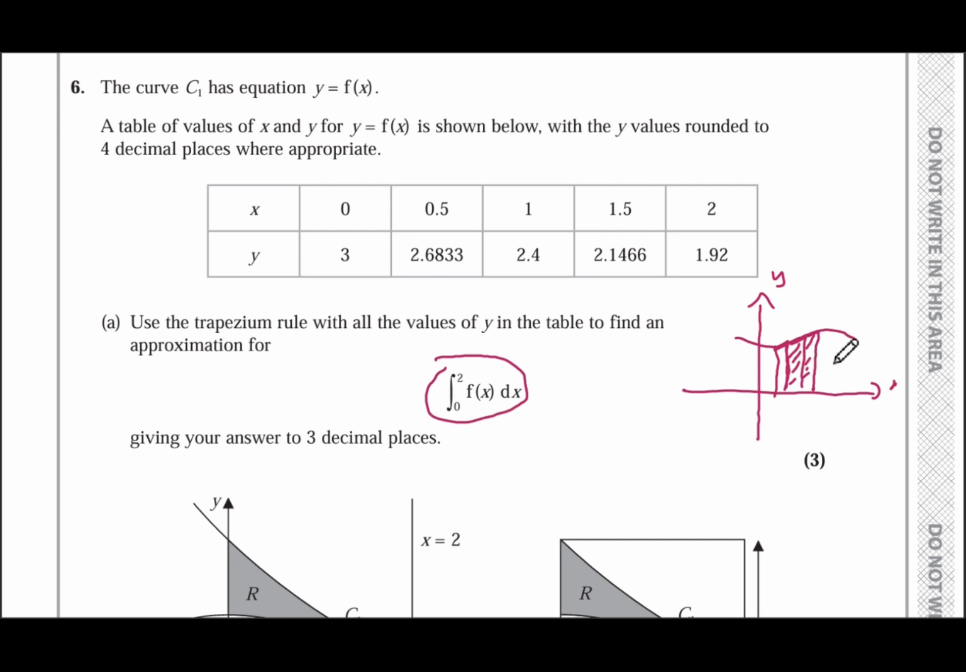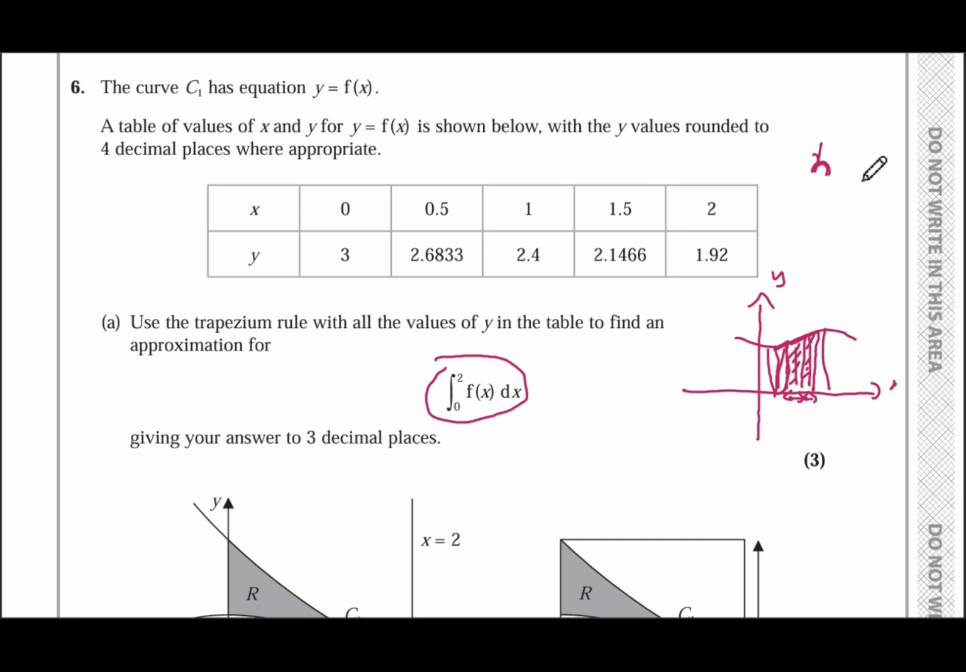We can split this into a lot of trapeziums, or into a smaller number of trapeziums. If I split it into 3 here, the width of each trapezium is this width, and this width is called h. If I split this into more and more trapeziums, I'd have a smaller h, because the width of each strip would be smaller, since I'd have more strips.